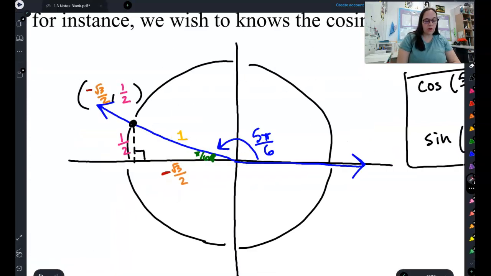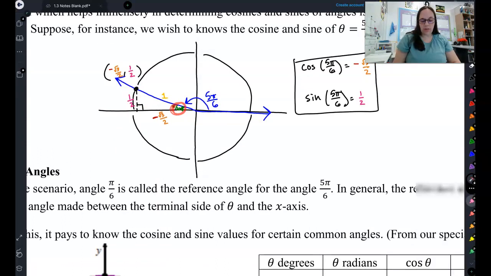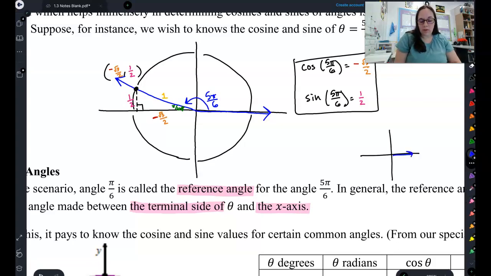Now, one word I want to talk about really quickly. This little angle we came up with right there, that has a very special word. That is called the reference angle for the triangle. You can find the reference angle by going between the terminal side and the x-axis. So it does not matter where the terminal side is. Maybe your terminal side is right there. We go back to the x-axis, and that is your reference angle.